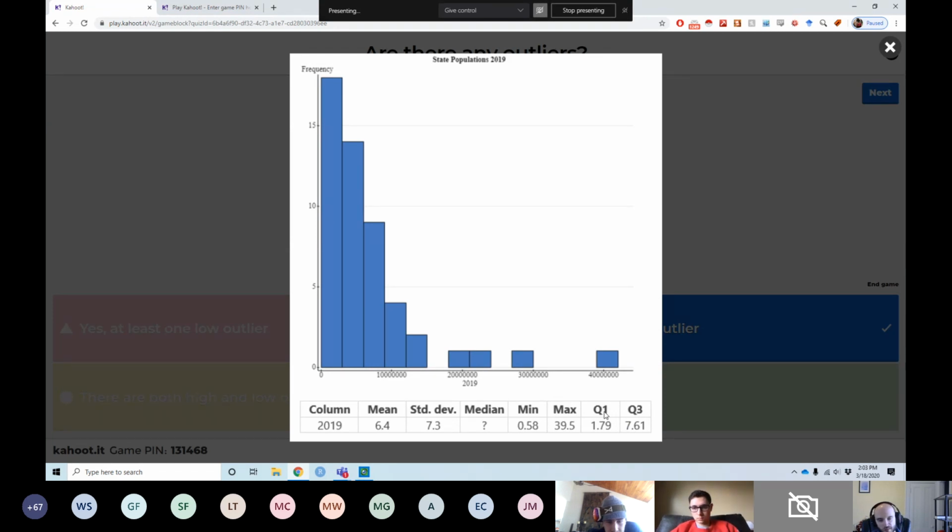5.5. Increase 5.5 by 50%, add it to Q3. So say probably around 7.5. So it'll give us a cutoff of about 15 million. So any states with a population higher than 15 million would be considered an outlier. So basically these 4 states appear to be outliers.